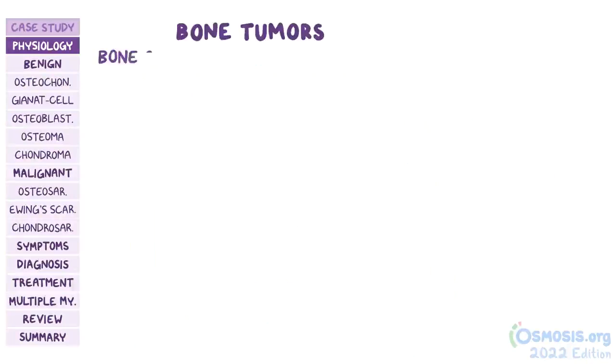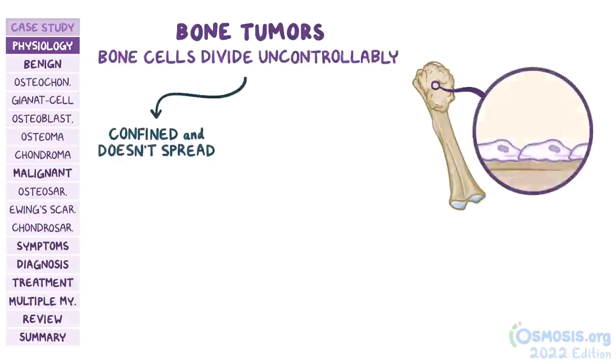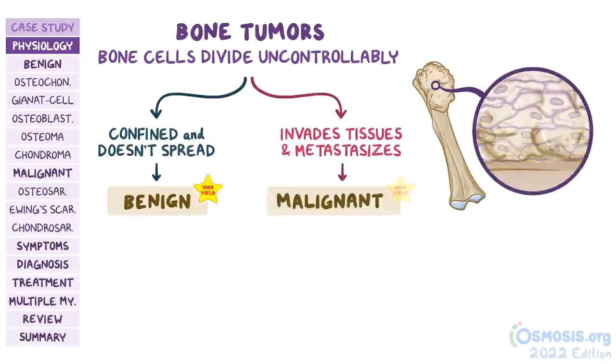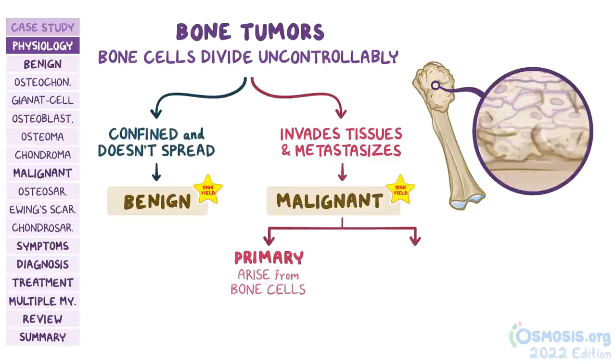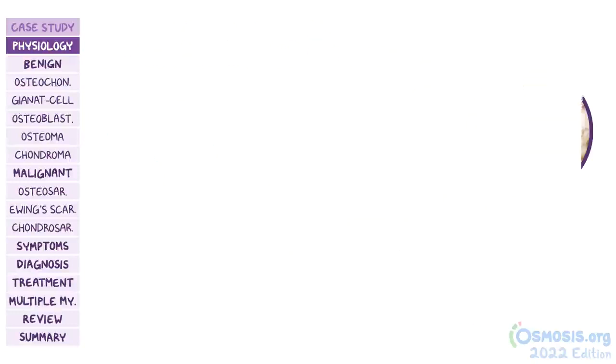Bone tumors form when bone cells divide uncontrollably and form a mass or tumor. If the tumor remains confined and does not spread into surrounding tissues, then it's considered benign. But if the tumor invades into surrounding tissues and metastasizes or spreads through blood or lymph, then it's considered malignant. Malignant tumors can either be primary, which is when they arise from the bone cells, or secondary, which is when a tumor develops somewhere else in the body, like the breast, prostate, lungs, thyroid, or kidneys, metastasizes and spreads to the bones. So let's start with benign bone tumors.